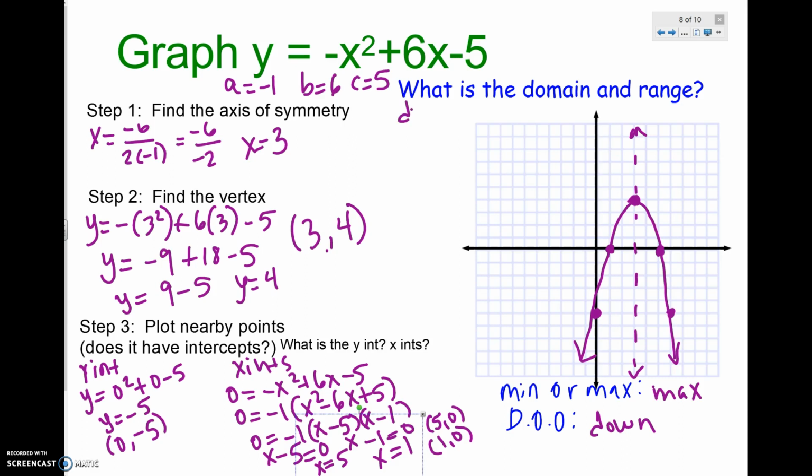Alright, so my domain, don't forget, always negative infinity to positive infinity. And my range, it's opening down. So it's going to be y is less than or equal to the y of my vertex, which is 4. And if I write that as an interval, it's actually going to start at negative infinity because it's pointing down. And it's going to end at positive 4.